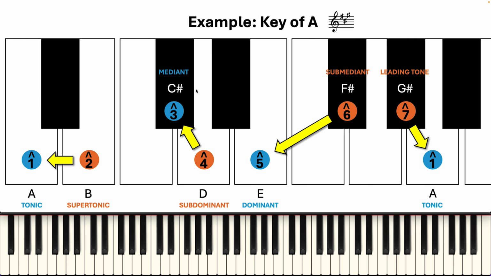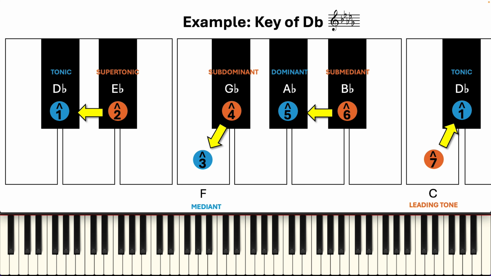Just notice here I was using hashtags and not the actual sharp signs, but typically it's a lot easier to just type a hashtag. Another example, the key of D flat and D flat major scale. Again, tonic, supertonic wants to resolve, subdominant wants to resolve to F, dominant, submediant wants to resolve to the dominant, leading tone, and then tonic.